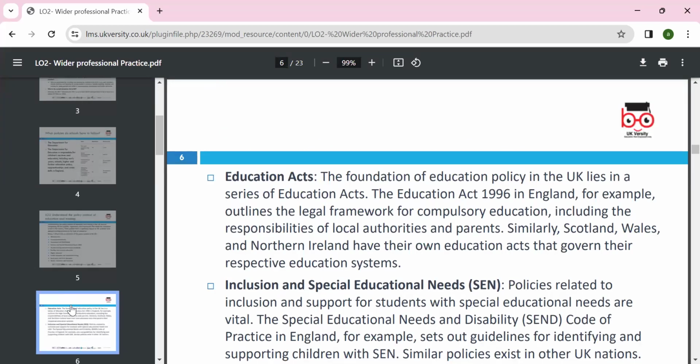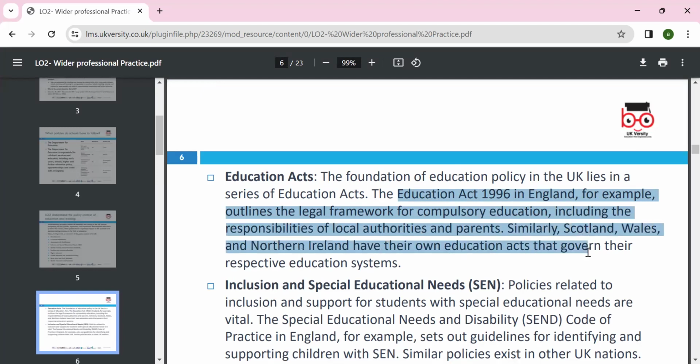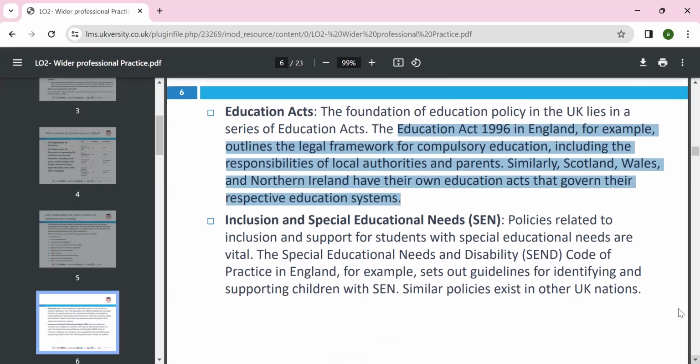Okay, so the Education Act is the foundation of education policies in the UK. The Education Act 1996 in England, for example, outlines the legal framework for compulsory education, including the responsibilities of local authorities and parents. Of course, all those involved should be aware of these policies.